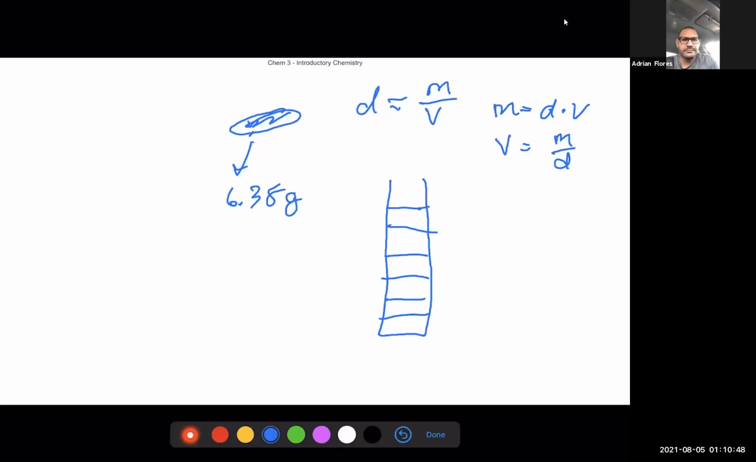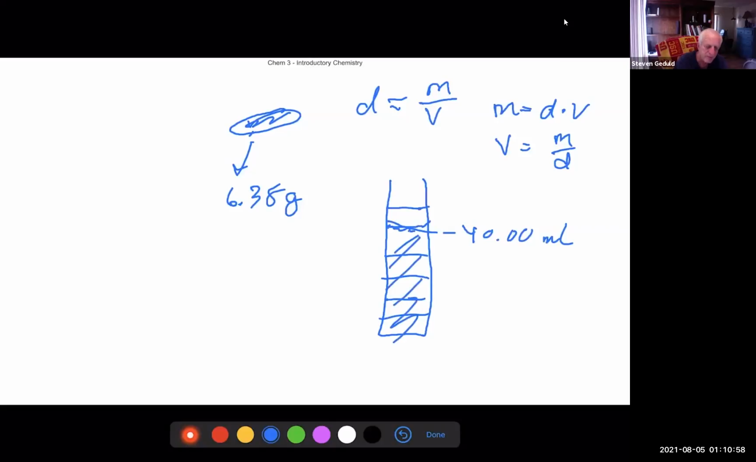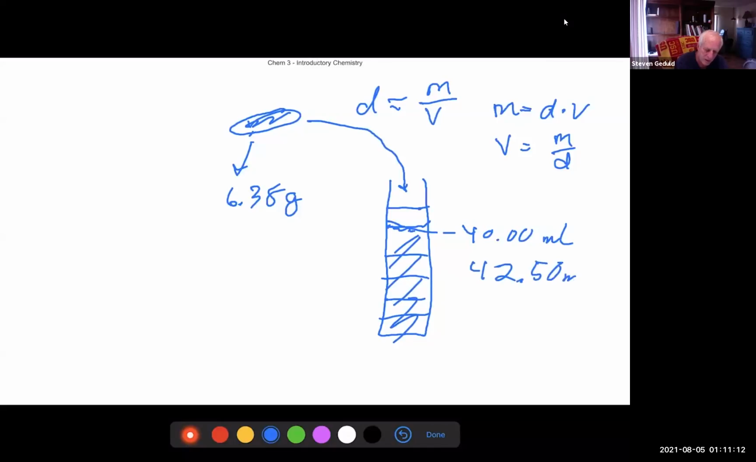Say we fill it exactly to 40.00 milliliters. The water is filled up to this point, and this is all water. So we take the bullet and drop it in the water. Then the water's going to rise, because we added a certain volume to it. And say it goes to 42.50 milliliters.